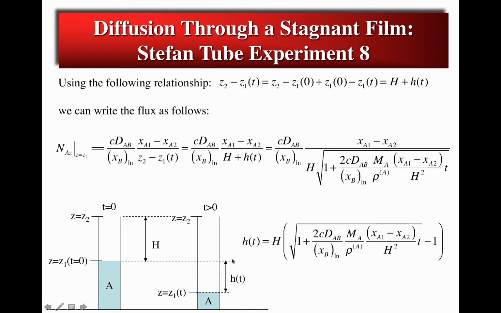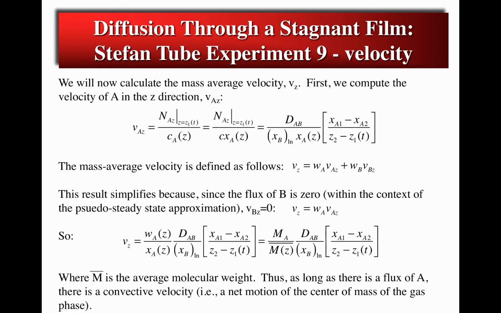And so if you make the measurement of the change in height of liquid as a function of time, all of the other variables here are fixed except DAB, and you could use that data then to extract the diffusion coefficient of A in B in the gas phase, and that's how a Stefan tube is used in a practical sense. Now, we'll go back and calculate the mass average velocity.